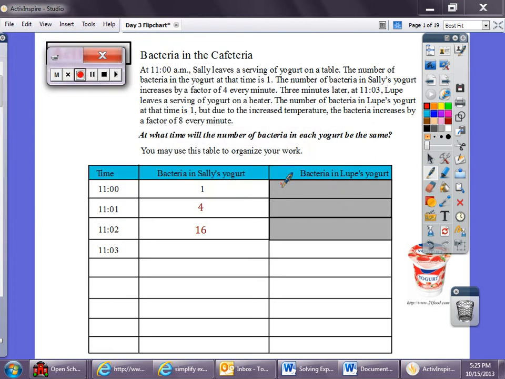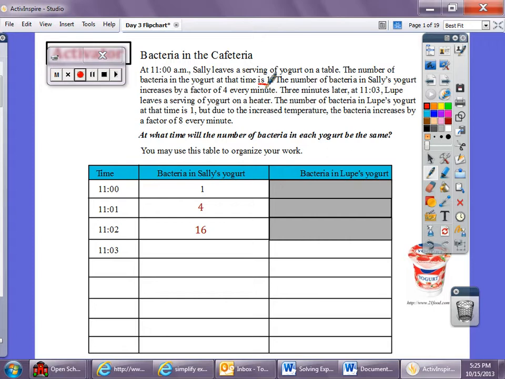Alright, so bacteria in the classroom. Today we're going to be looking at solving some exponential equations. So it says at 11 a.m. Sally leaves a serving of yogurt on a table. The number of bacteria in the yogurt at the time is 1. So there's 1 bacteria in the yogurt.